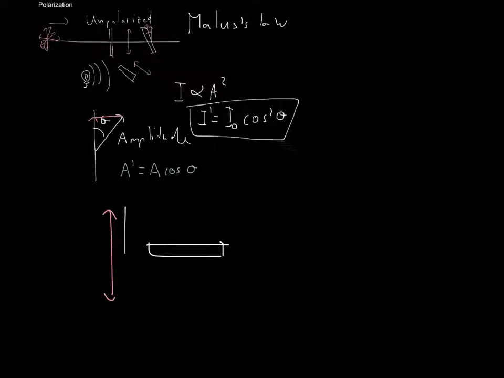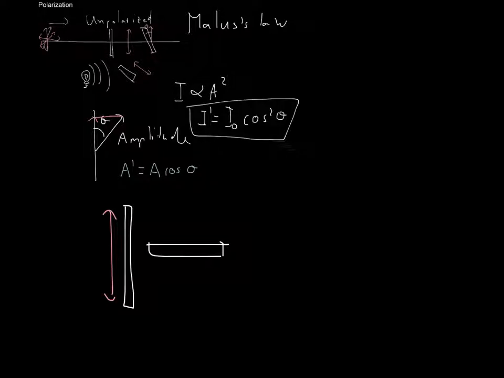Now, what if the angle was 0? So what if my polarizer were like this? Well, then everything's going to get through. What's the cosine of 0? Then that's 1. So the intensity will be the same. So this law effectively reproduces what we see. And this makes perfect sense because, again, what gets cut is the amplitude, not the intensity.